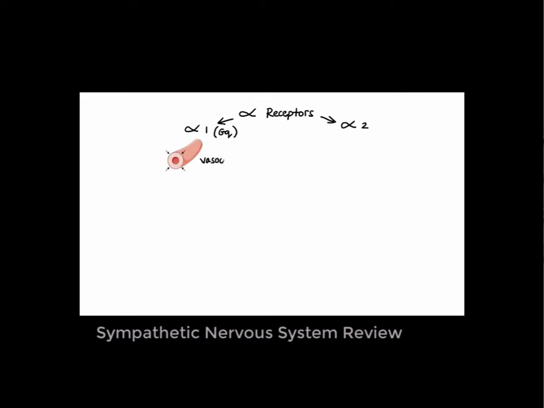And let's start with alpha receptors. Alpha receptors can be divided into two main groups, that is alpha 1 and alpha 2. These can be further subdivided into alpha 1a, alpha 1b, alpha 1c, etc. But for simplicity, let's just focus on alpha 1 and alpha 2. Now, alpha 1 receptors are mainly located on vascular smooth muscle throughout the whole body, and when activated, they lead to vasoconstriction.